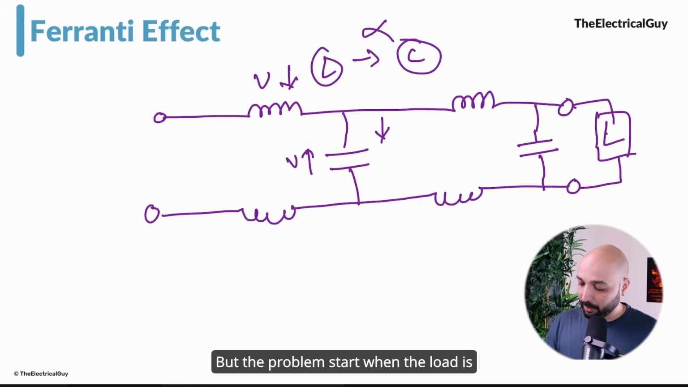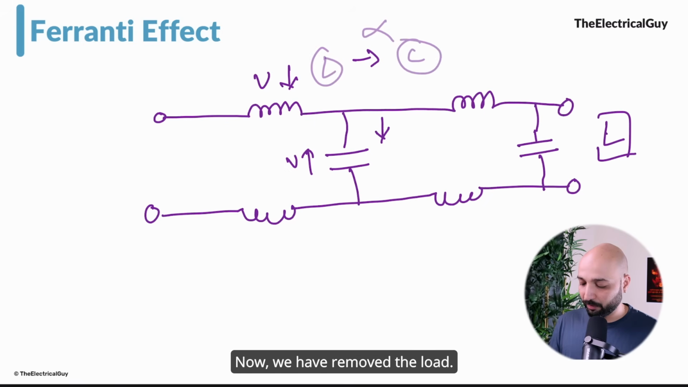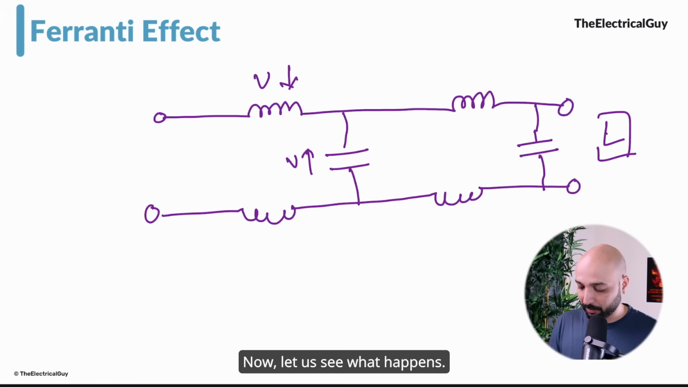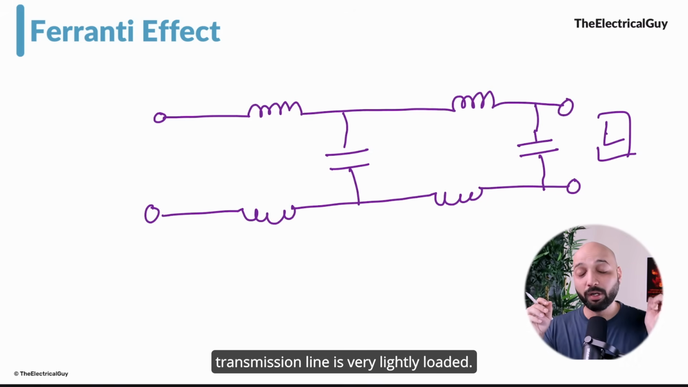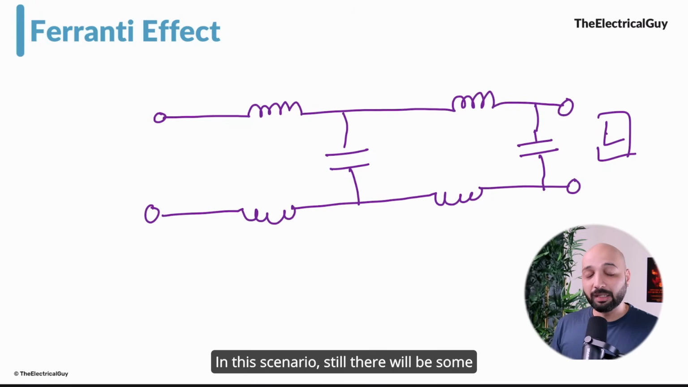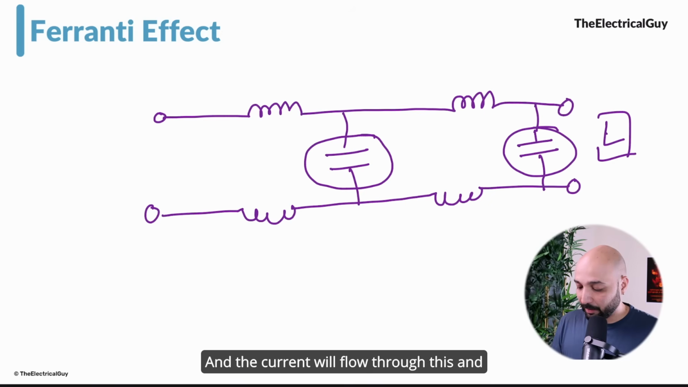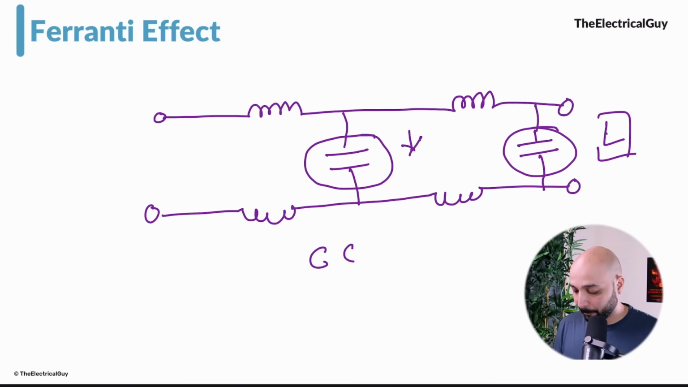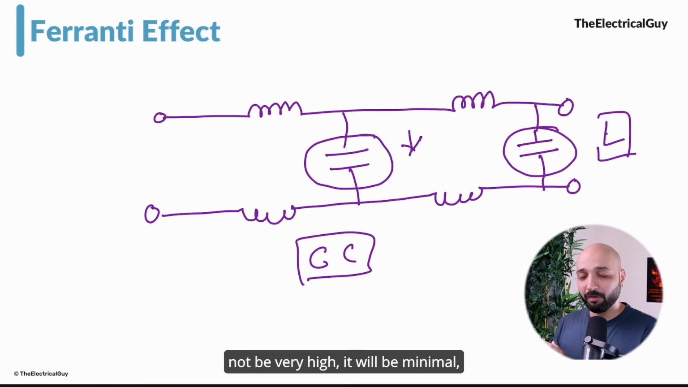But the problem starts when the load is disconnected. Okay, now we have removed the load. Now let's see what happens. Of course, the load is not there, or the transmission line is very lightly loaded. In this scenario, there will still be some current flowing to satisfy the requirement of these capacitors. This current flows through the capacitor and is called the charging current. It will not be very high, it will be minimal, but definitely the current will flow.